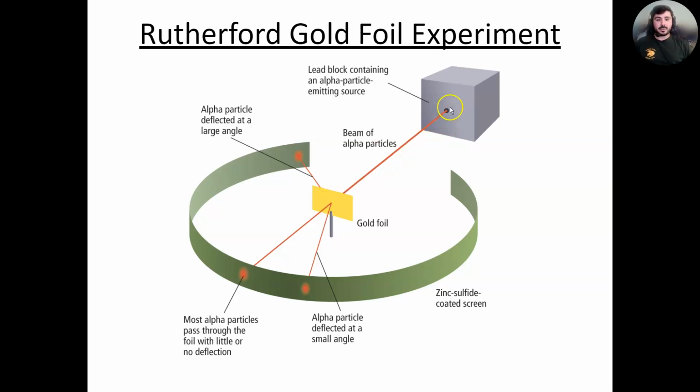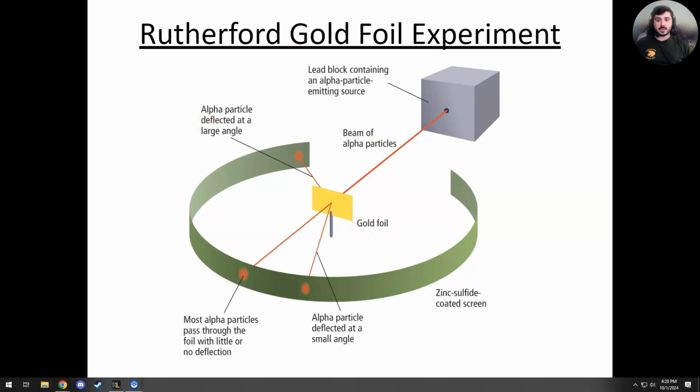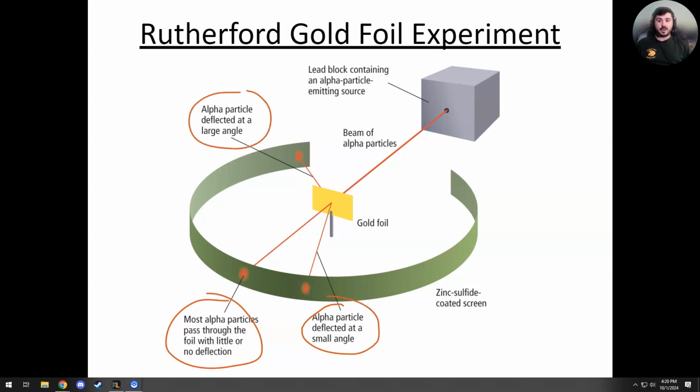So he thought that this beam of positively charged alpha particles was just going to shoot through this gold foil. And for the most part, he was correct, right? If we look at this here, most alpha particles pass through the foil with little to no deflection. But what he didn't expect was a small deflection at a very small angle like this, but also an even larger deflection over here. Alpha particles deflected at an even larger angle.